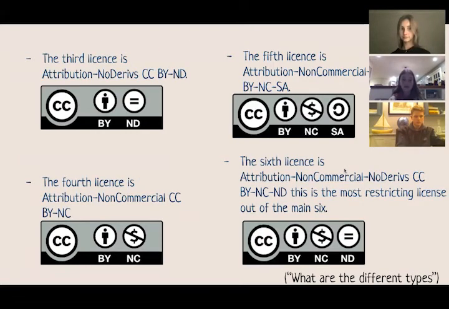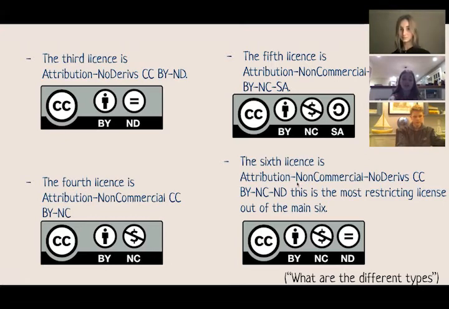The third license is Attribution No Derivatives, CC BY ND. The third lets people redistribute commercially or non-commercially as long as it's unchanged and credit is given. The fourth license is Attribution Non-Commercial, CC BY NC.